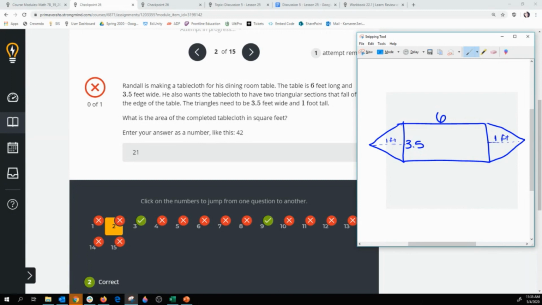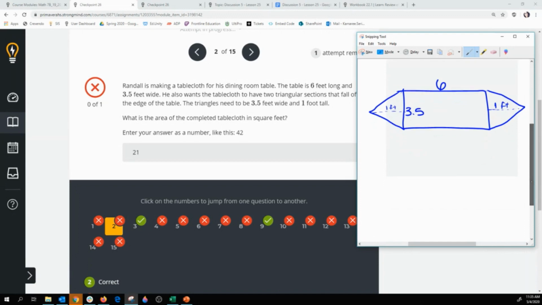We want to know what's the area of this tablecloth. We need to figure out the area of our shapes separately and then add them all together. So I have a rectangle and two triangles. What would be the area formula for a rectangle? How do I find the area of my rectangle? Do you know what my formula would be for area of a rectangle?